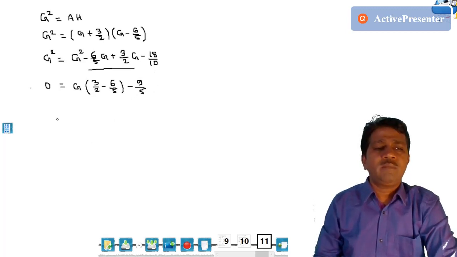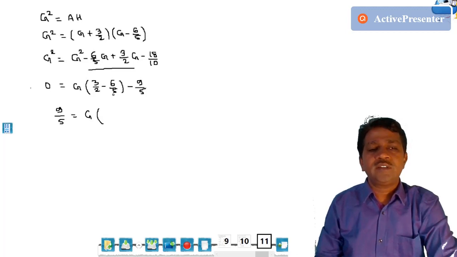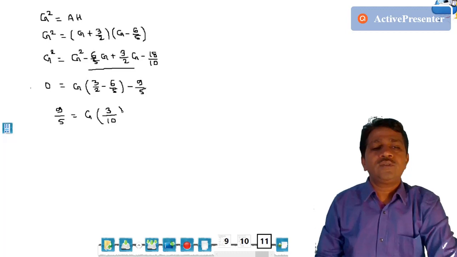I may take this 9/5 to the left side. It will become 9/5 = G times these calculations: 5 × 3 is 15, minus 12, 15 minus 12 is 3, divided by 5 × 2 which is 10. So solving this you will get the value of G. This I may divide by 5, 5 × 2 is 10, and that gives me G = 6.